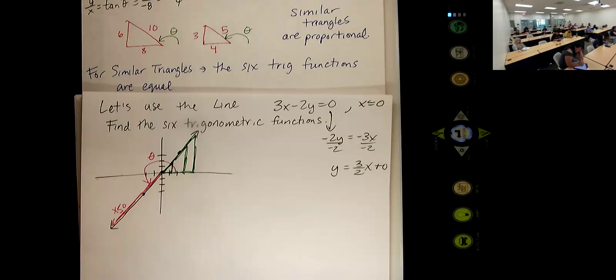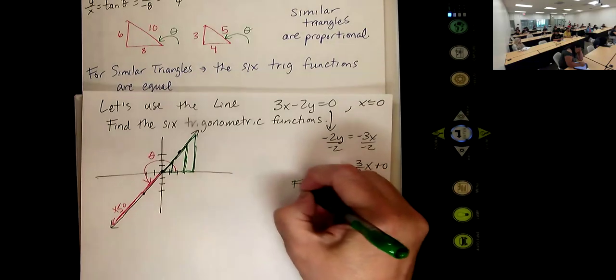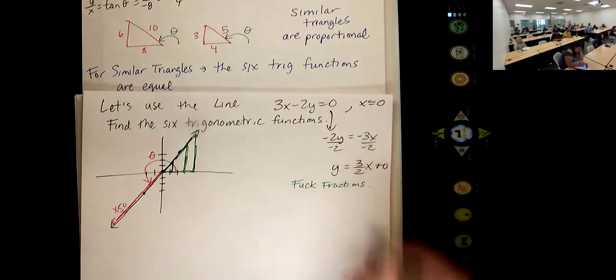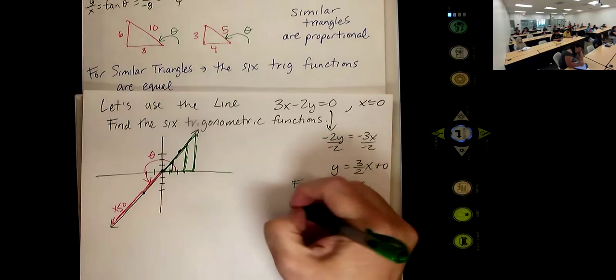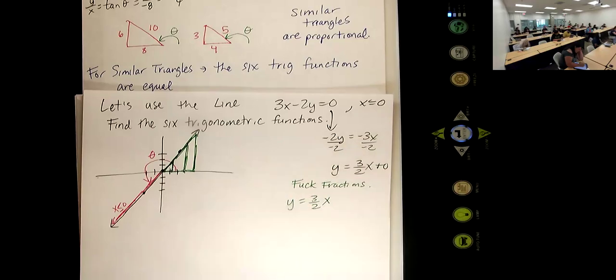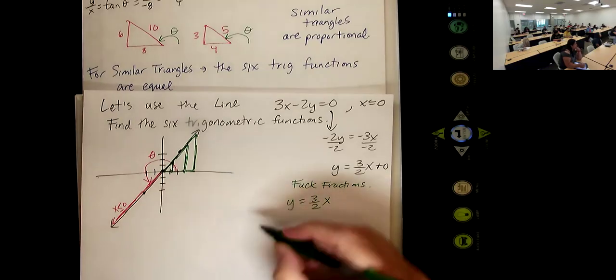So let's pick one that makes our numbers easy to work with. And who here likes fractions? No one? I don't either. So if we have y equals 3/2 x, and I don't want a fraction in it, what is a good x value?